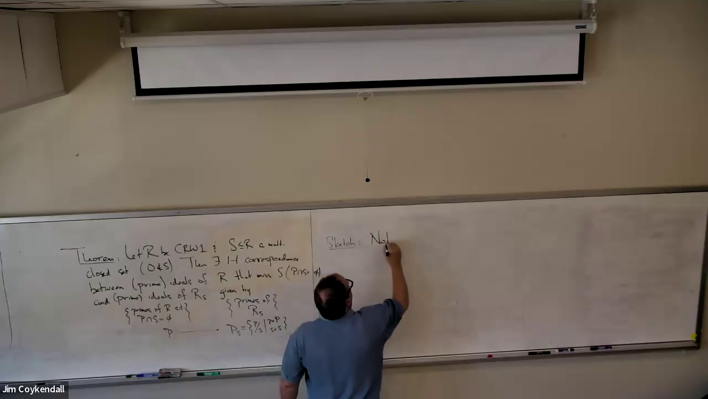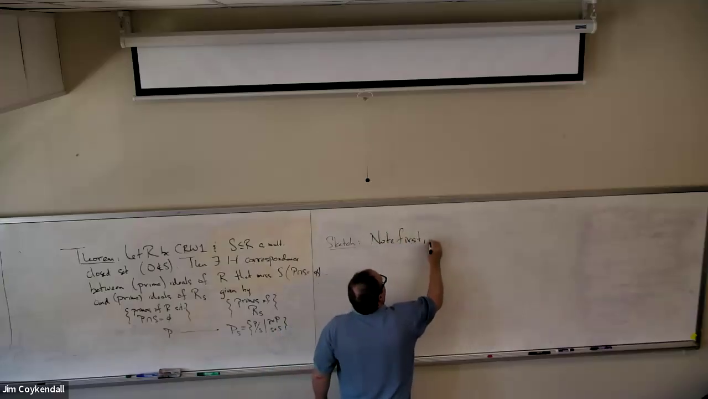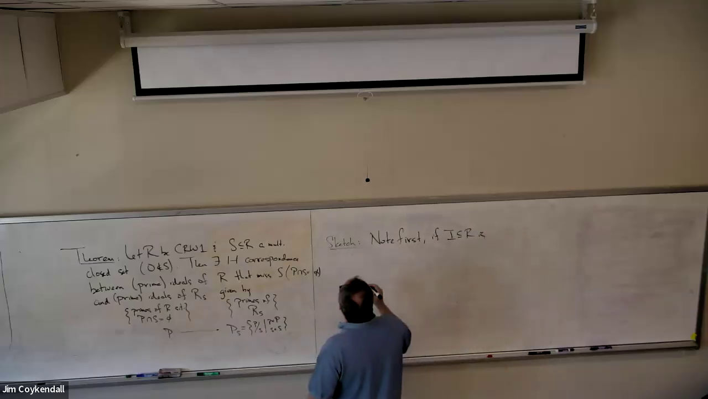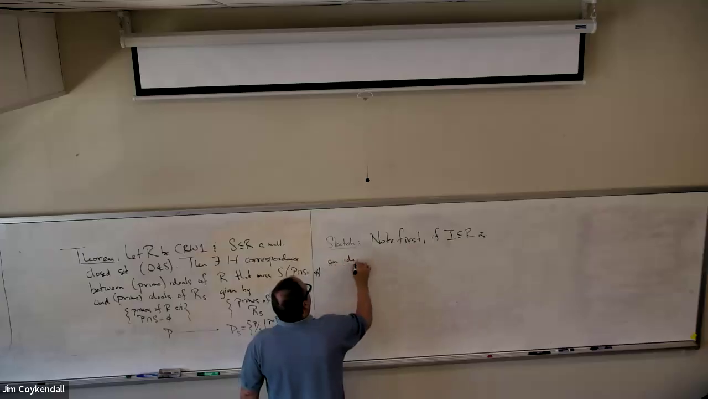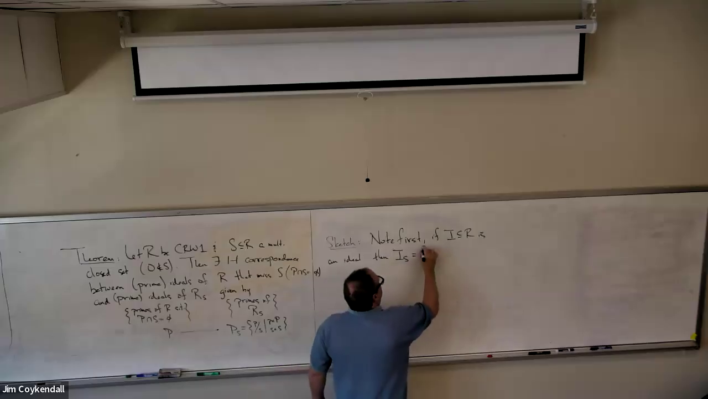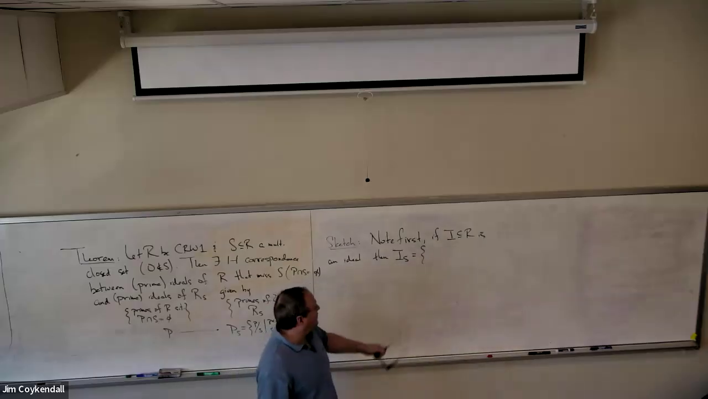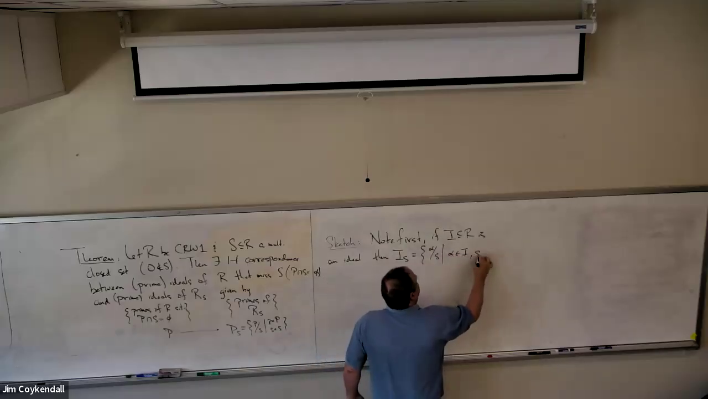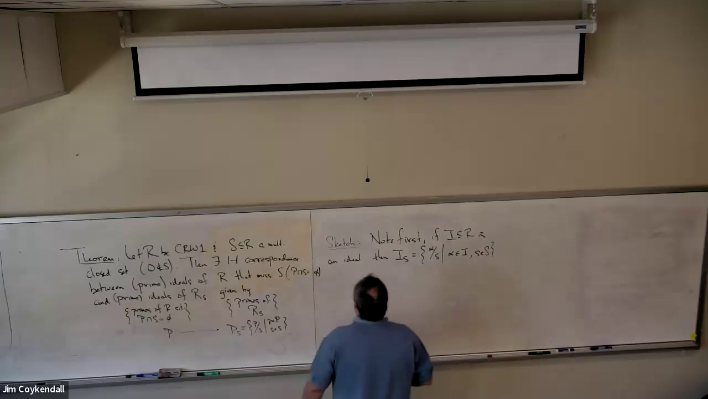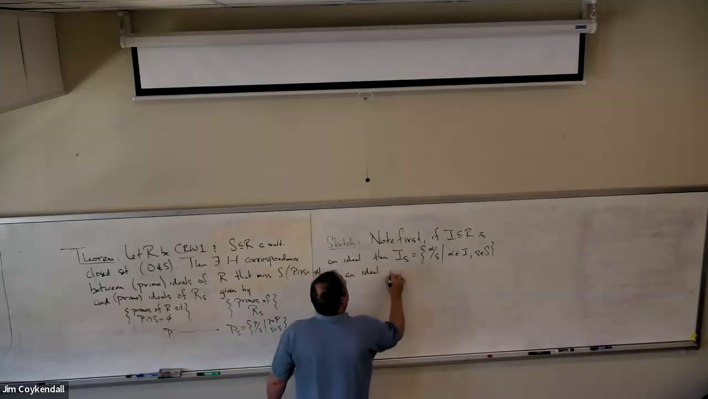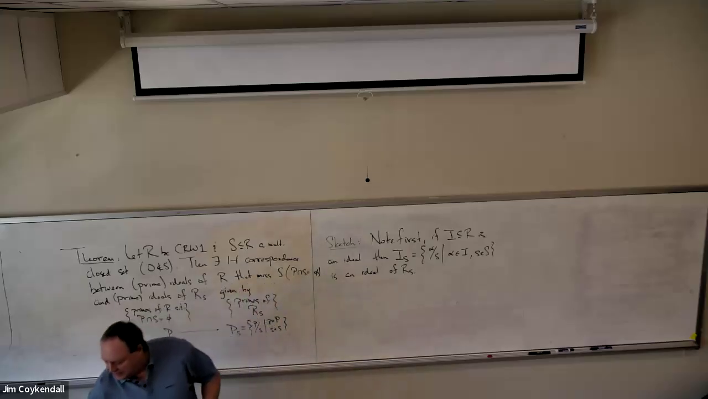Note first, if I in R is an ideal, then I localized at S, which again, let me emphasize this notation, is alpha over s, where alpha is in I and s is in S, is an ideal of R localized at S.